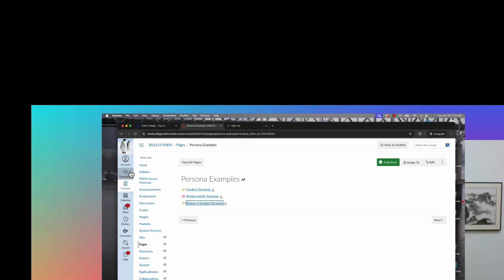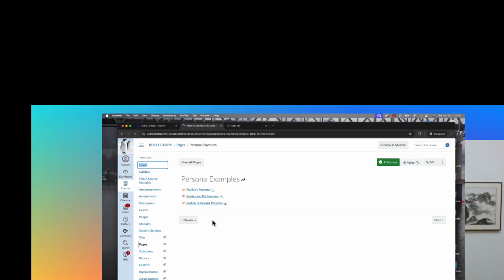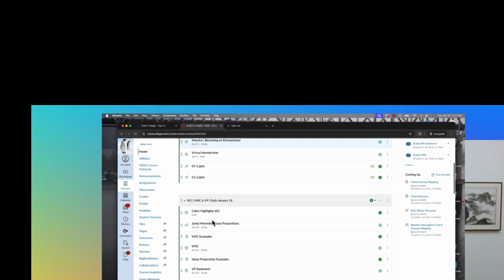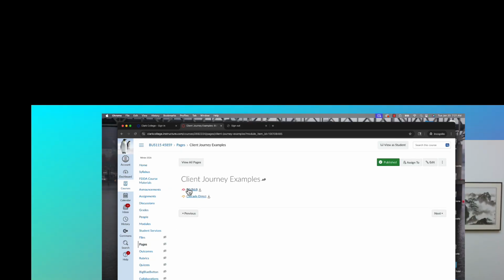Now, the other aspect is, let's jump out here, go to home. This is your mapping. It's really hard to do mapping if you do not do the personas first. So let's look at the maps. Here's one for Willamette Valley Bed and Breakfast.